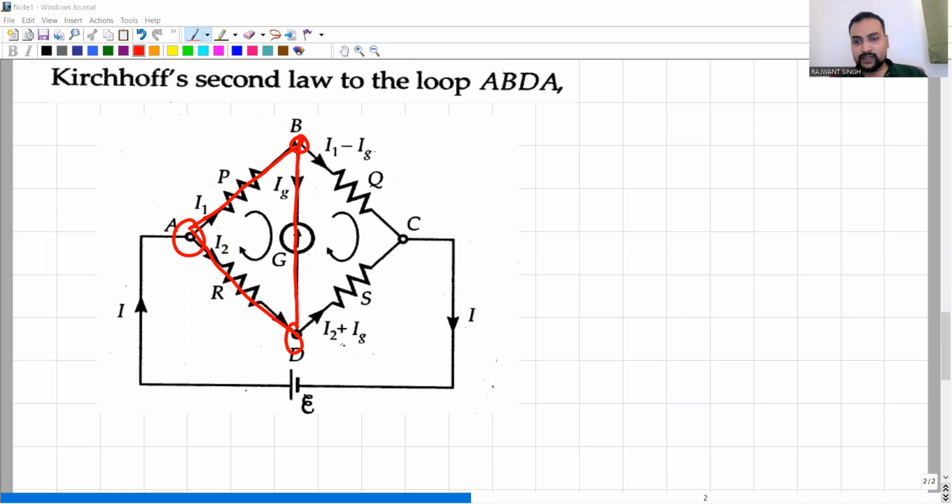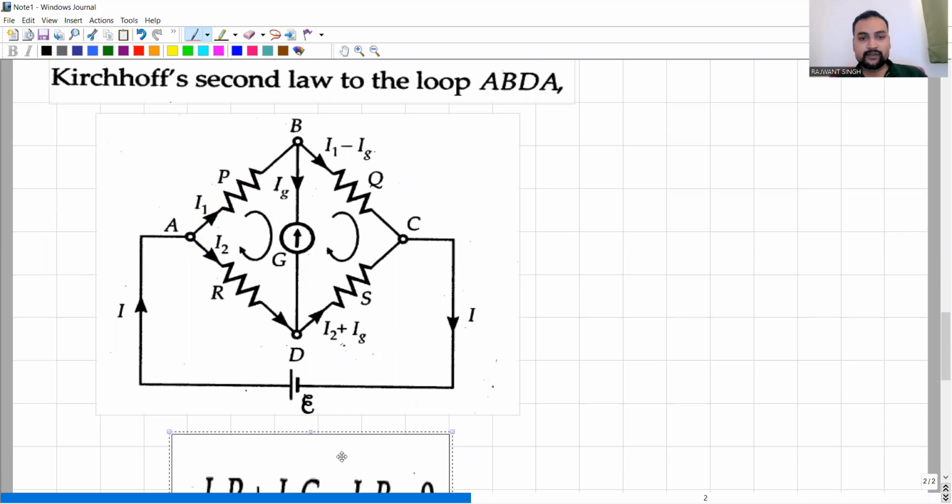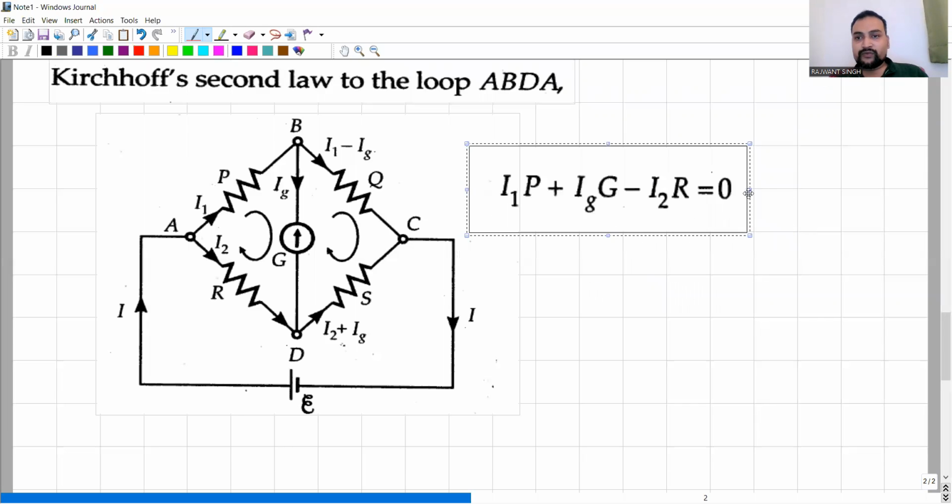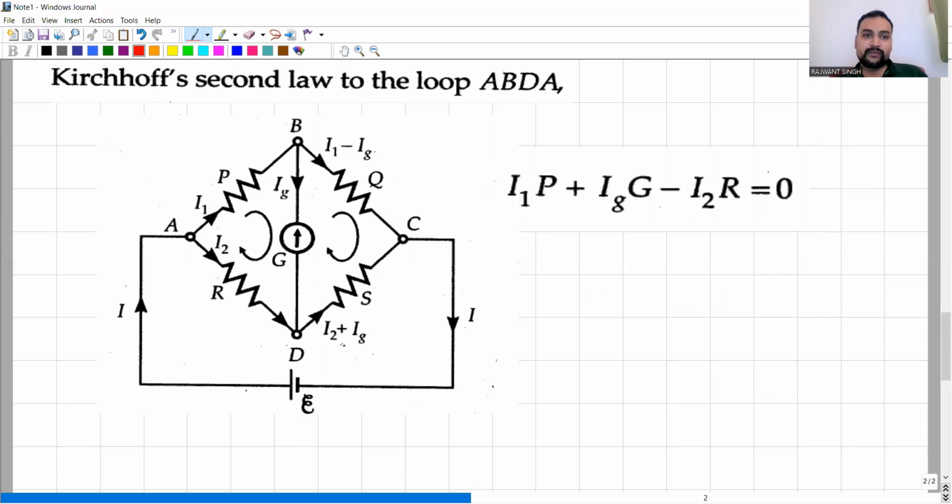So what are we going to do? We'll start from the point A, and from point A you move to the point B. So if you move from this point to this point, there will be a potential drop. What will be the value of the potential drop? The current flowing I1 times the resistance P. So this will become I1 times P, and this we are going to take as a negative value.